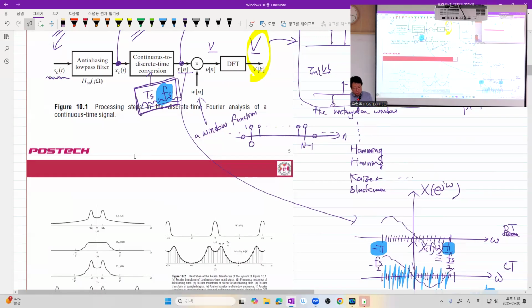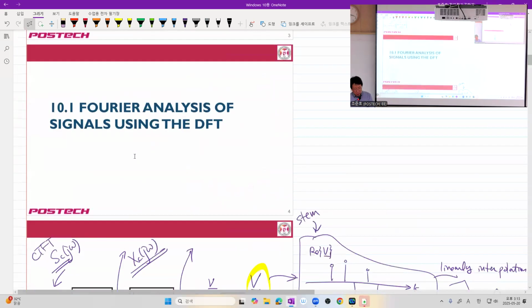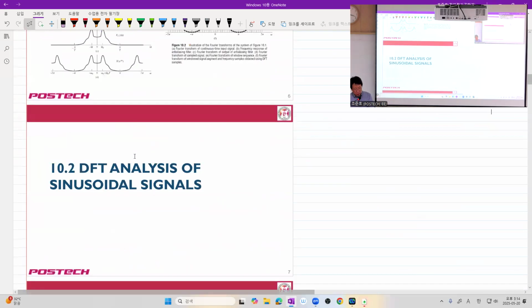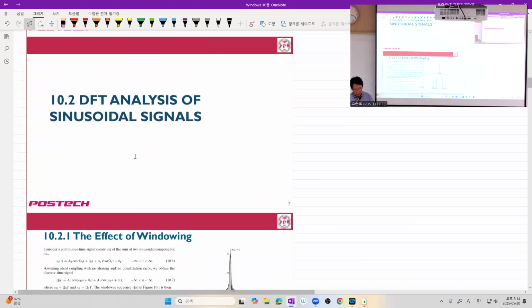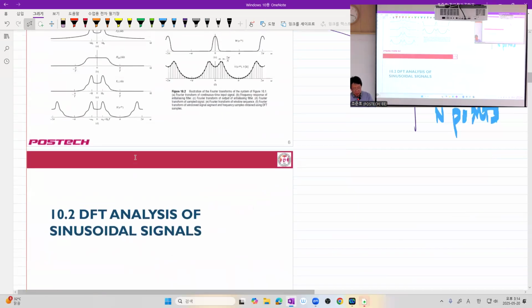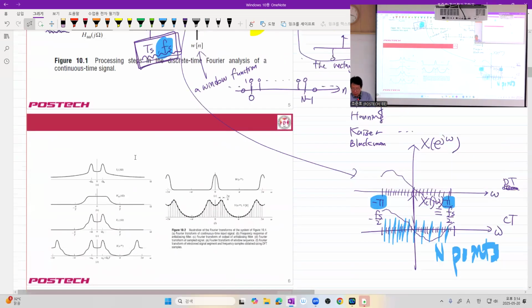Anyway, so time's almost up. There are too many things to talk about briefly, like the effect of windowing. Let me stop here and continue on Thursday. Okay, that's all for today.